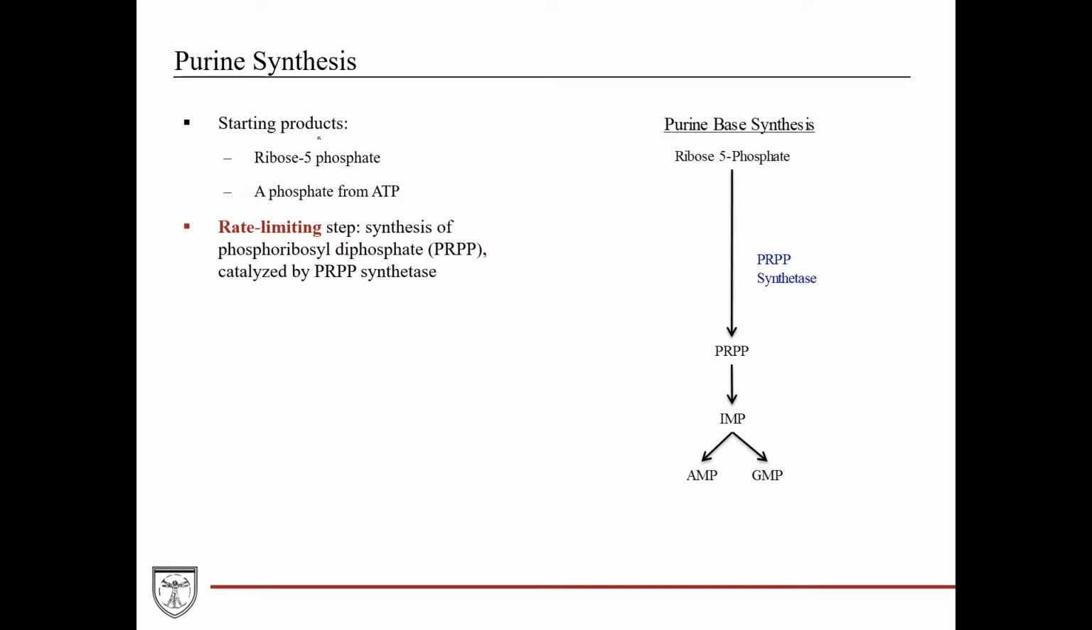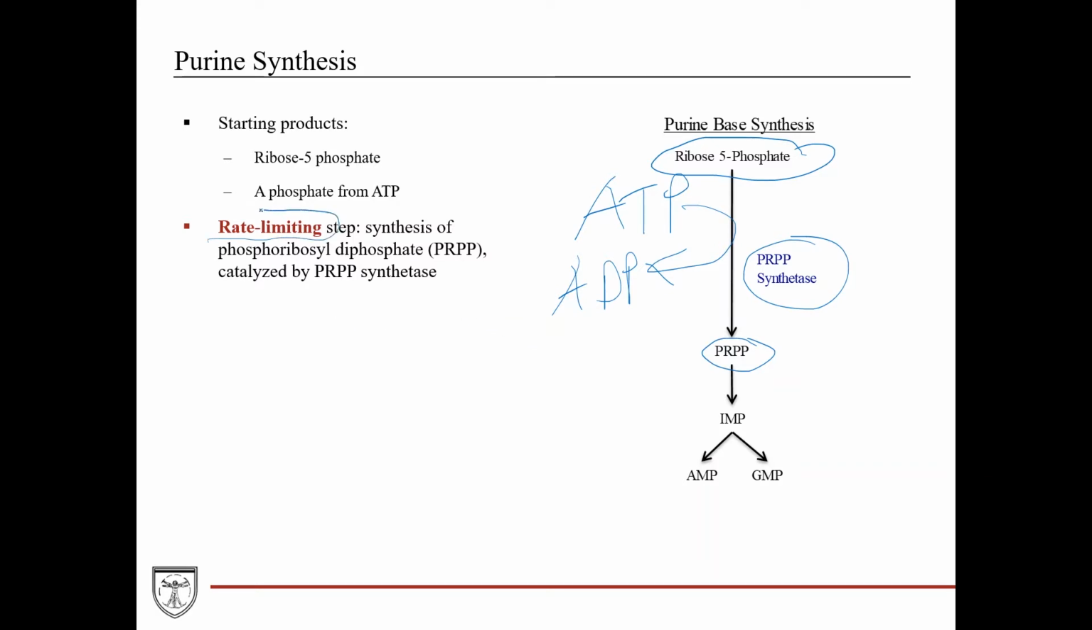Now the starting products for purine synthesis are ribose 5-phosphate, which you can see here, and then you have an ATP, which gives you a phosphate group. So you end up forming ADP on your way to synthesizing phosphoribosyl diphosphate, or PRPP. And then it's catalyzed by this nice enzyme, PRPP synthetase. And this is the rate limiting step, which is important to know, because what the rate limiting step means is that the entire rate of the pathway depends on this reaction. And this is actually the slowest reaction. So this reaction determines the rate of the overall pathway, hence rate limiting.